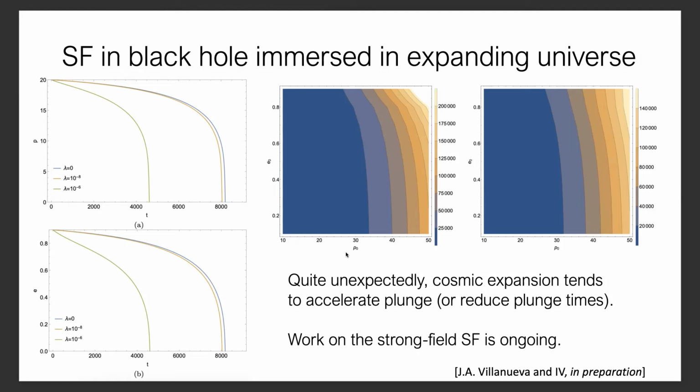So this tells us, for example, if I start with an extreme mass ratio inspiral of a given eccentricity and semilatus rectum, the color scheme here tells us how long we can expect it to remain in the LISA band before it eventually goes into plunge.